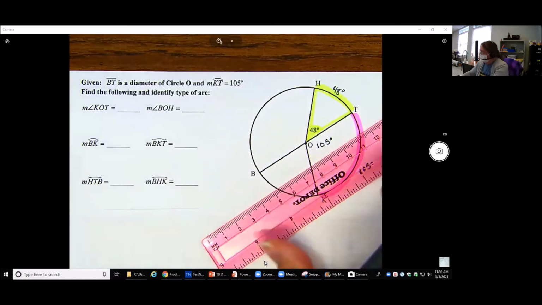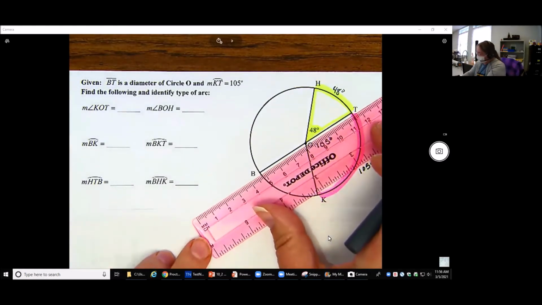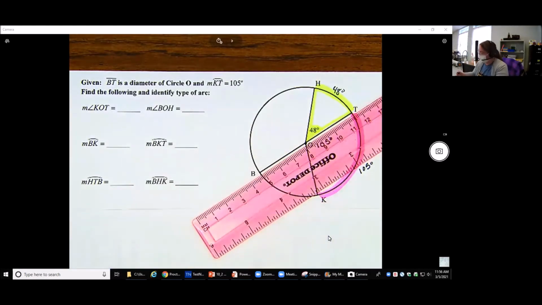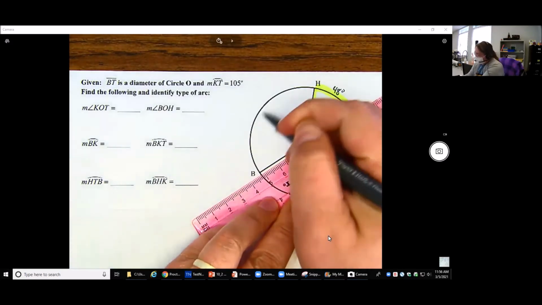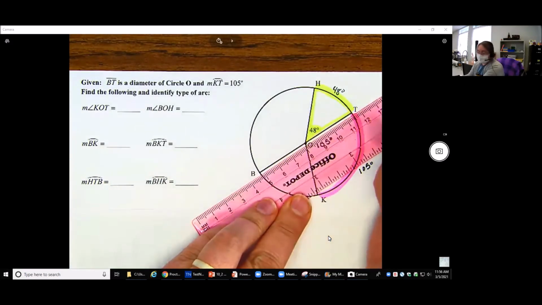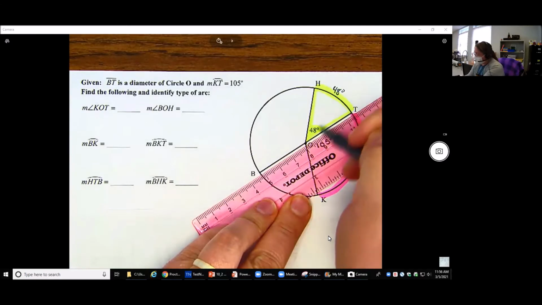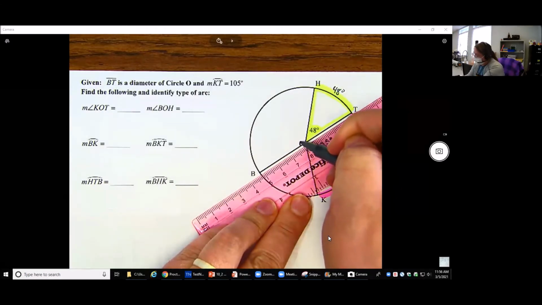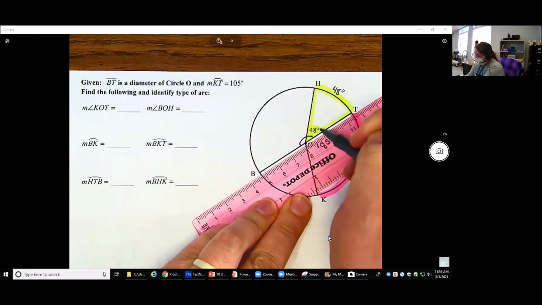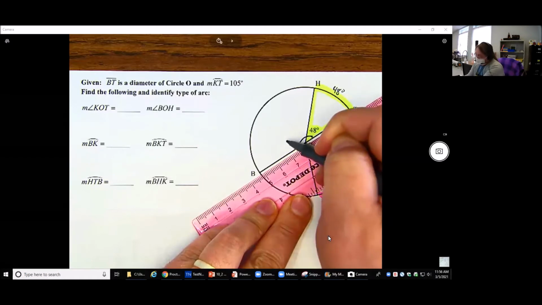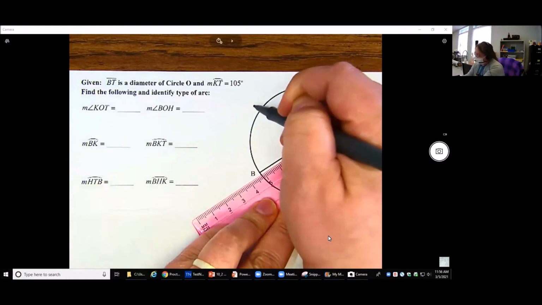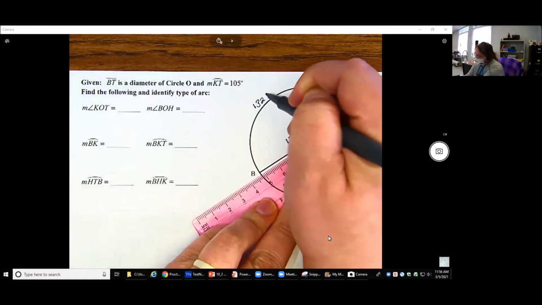Now what that means is that if it's a diameter, that you create a semicircle and that these two arcs together add to 180 degrees. And since the central angles are the same as the arcs, these two angles add to 180 degrees. So 180 minus the 48 tells you that this angle is 132 degrees, and therefore this arc is also 132 degrees.